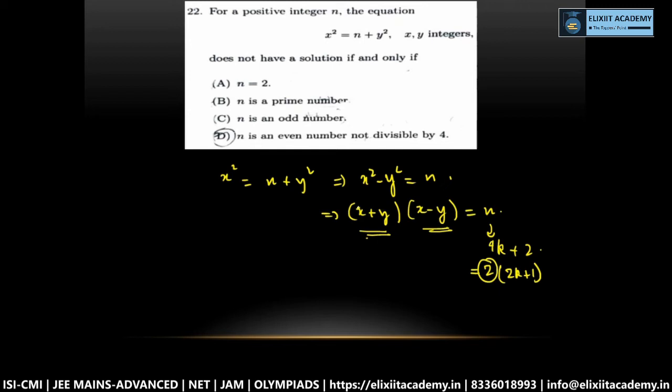And you know that this left hand side can be both even or both odd. Either they can be both even or both odd, right? So this is where you are having a contradiction. Obviously this does not have a solution if n is an even number which is not divisible by 4.